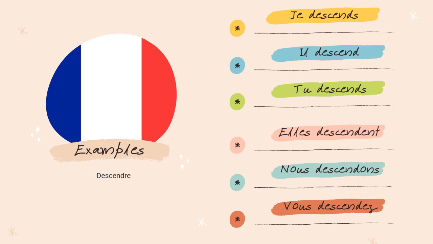So for the je, il, and tu forms, you'll notice that we don't really pronounce the ending. And then for the ils and elles plural form, there is a slight emphasis at the end of the verb, because it's like elles descendent. And then for nous and vous, we do pronounce the endings.